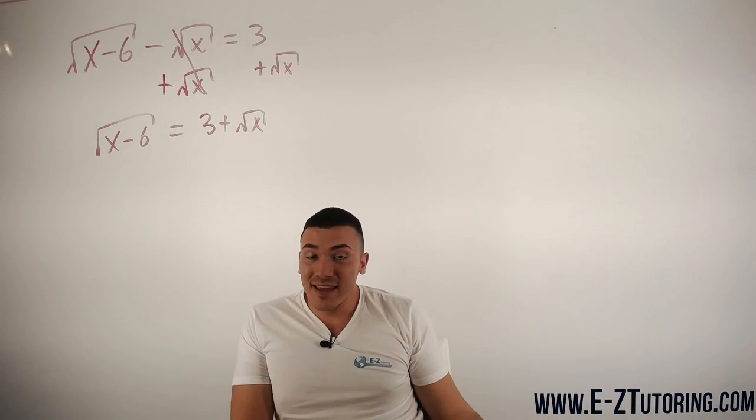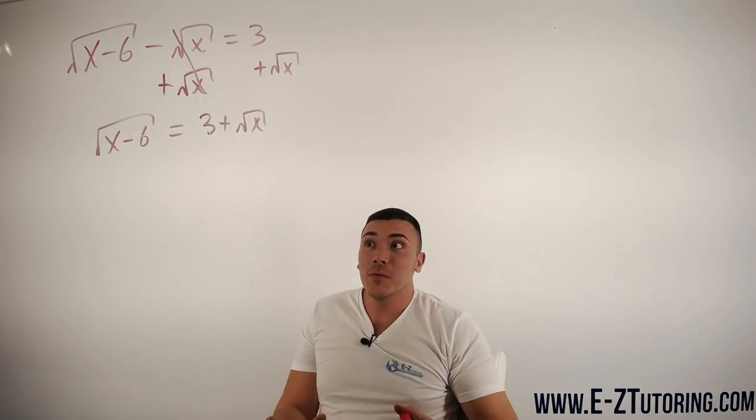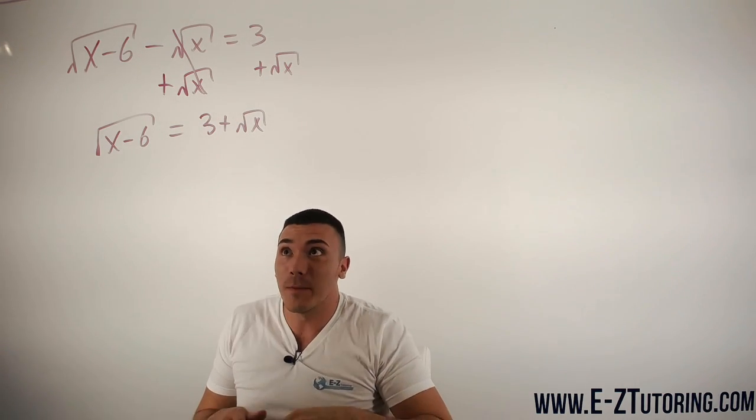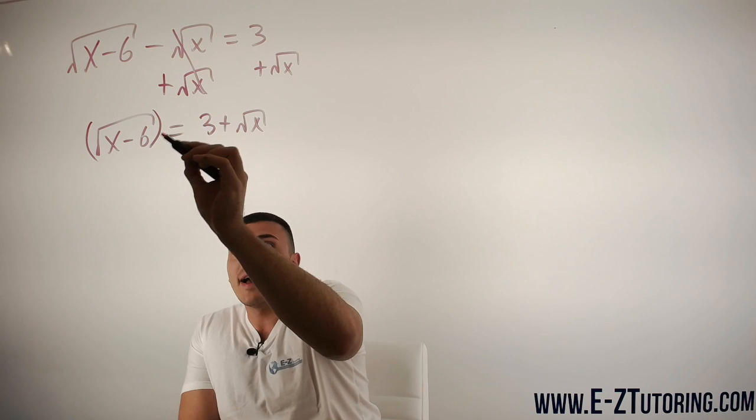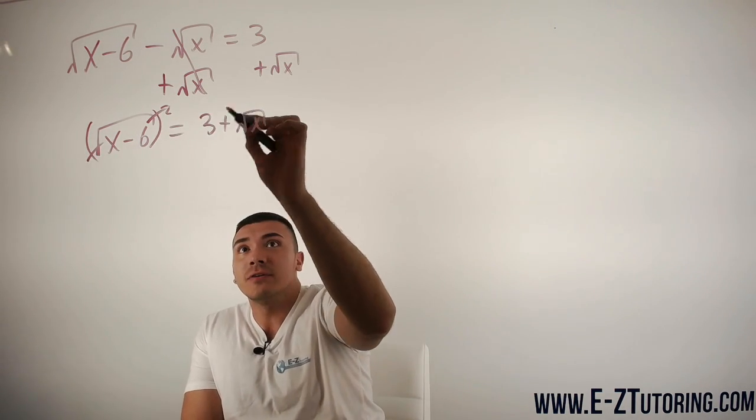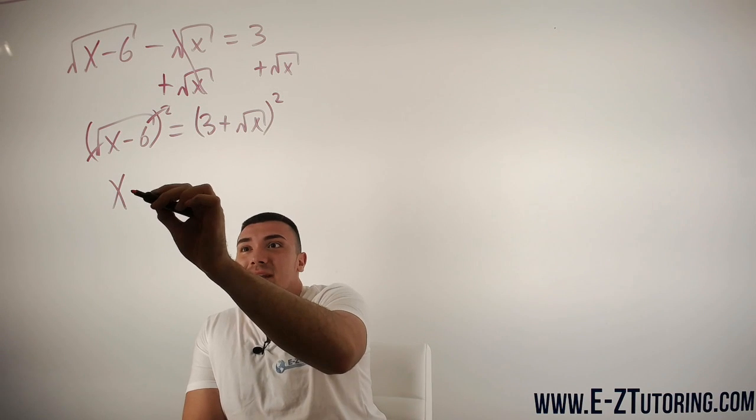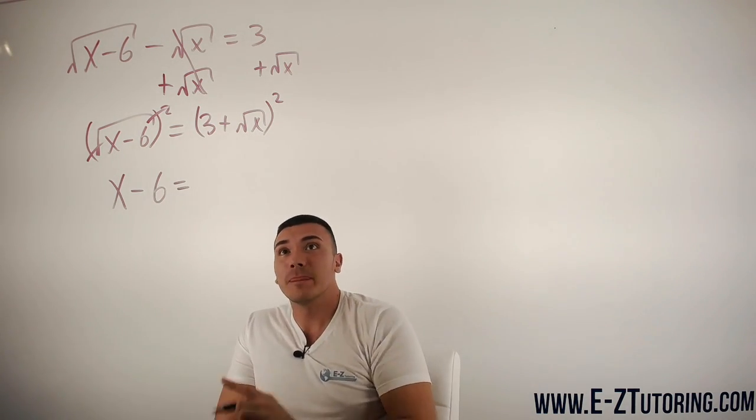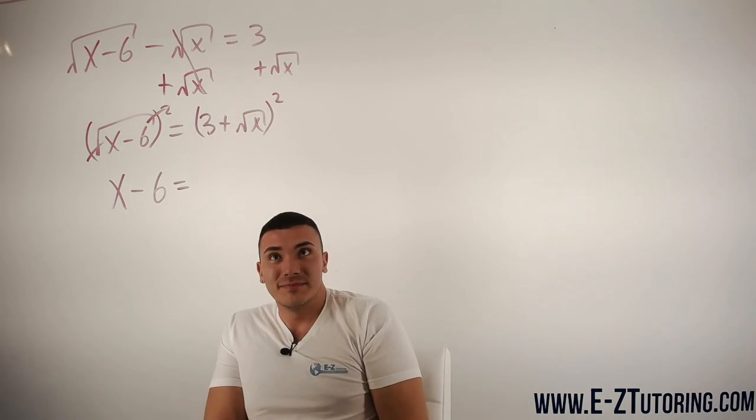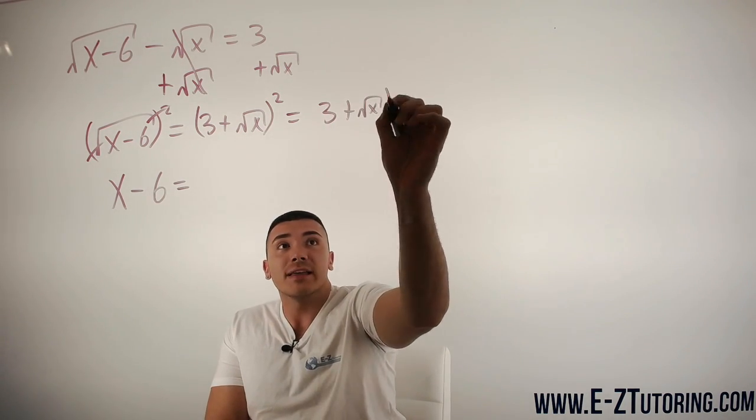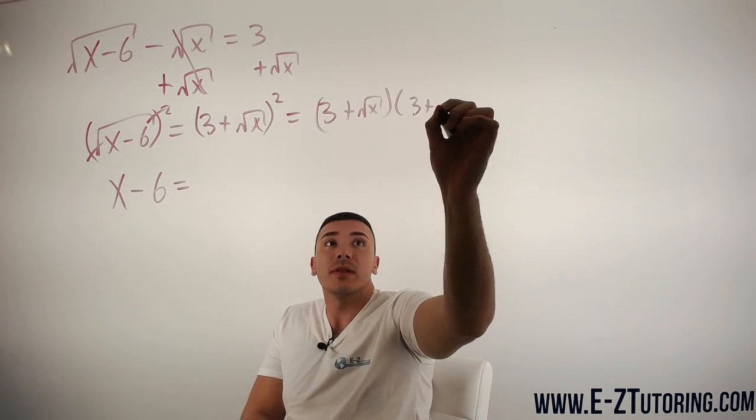And just like normal, when there's only one radical, you know that at this step, all you would do is simply square both sides to get rid of your radical. So we square this side, and that gets rid of our radical. And of course, if we square the left side, we have to square the right side. Now we're left with just x minus 6. And 3 plus root x squared is really just 3 plus root x times 3 plus root x.